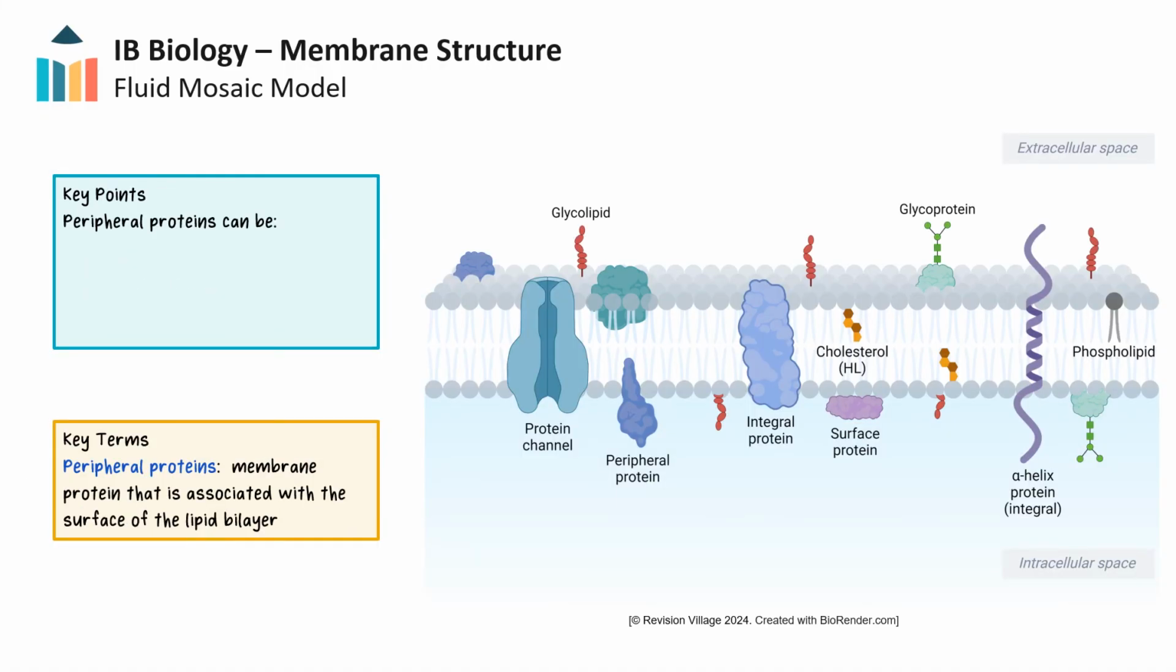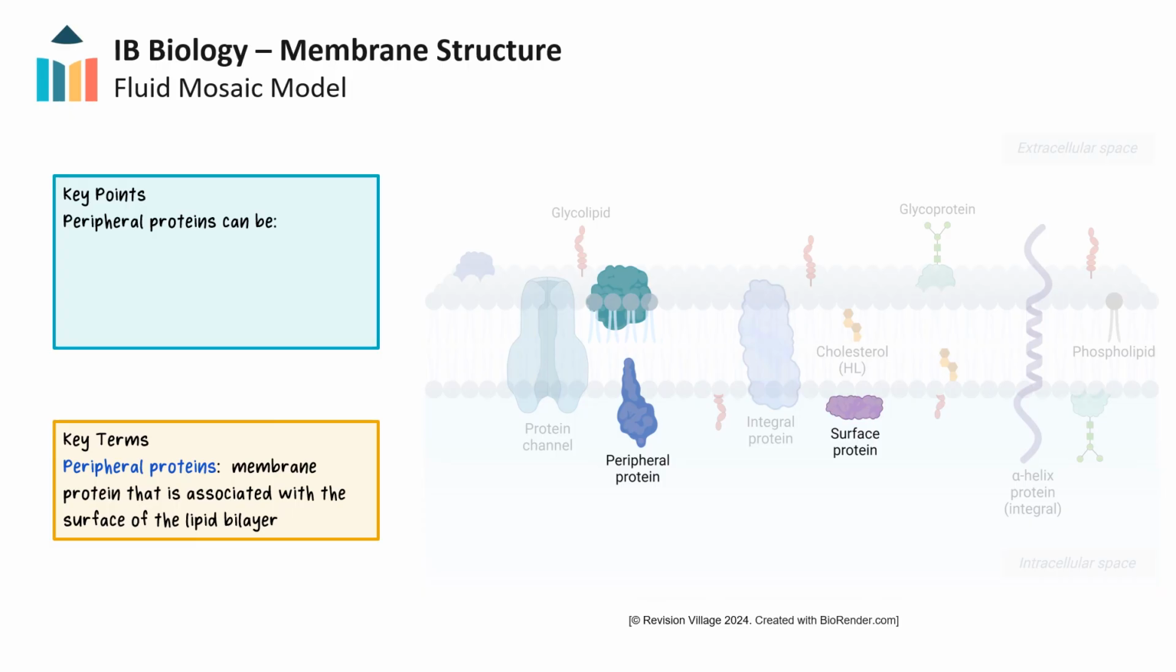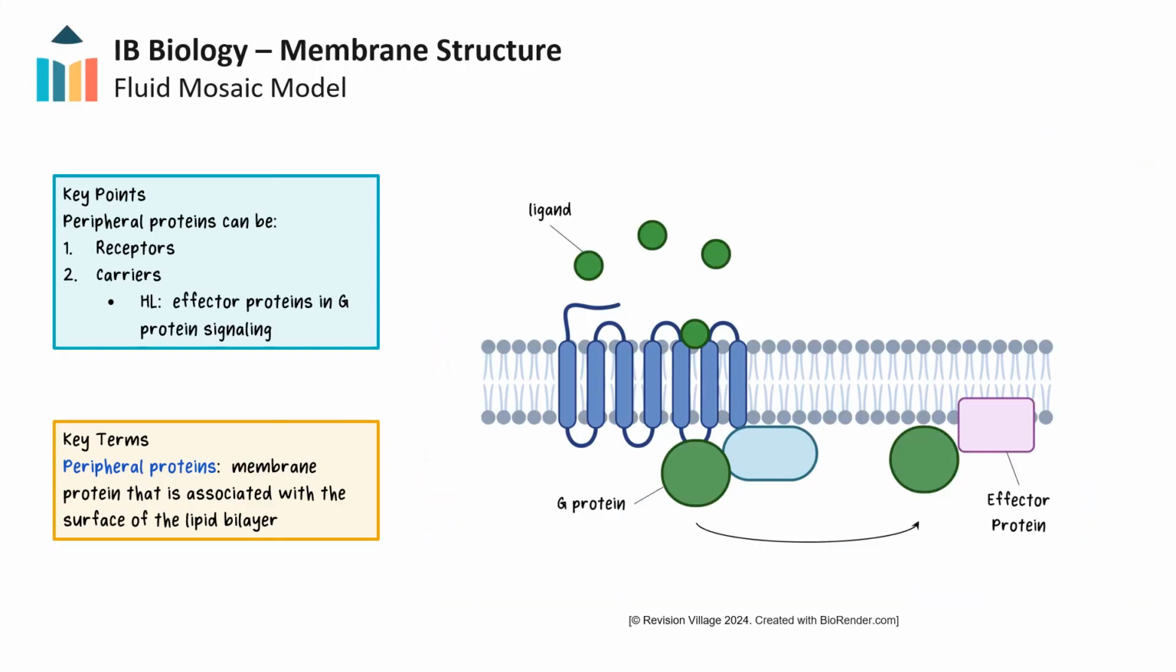Peripheral proteins only extend beyond one side of the lipid bilayer and can project either into the interior or exterior of the cell. Peripheral proteins can also act as receptors for cell signaling, as well as membrane transport proteins that may shuttle compounds between integral proteins. HL can think of the effector proteins that are activated in G protein signaling.